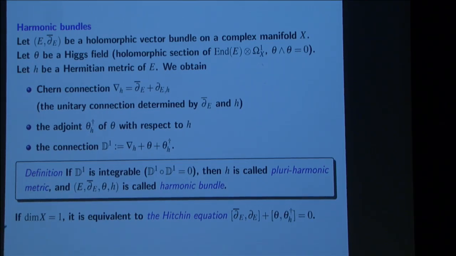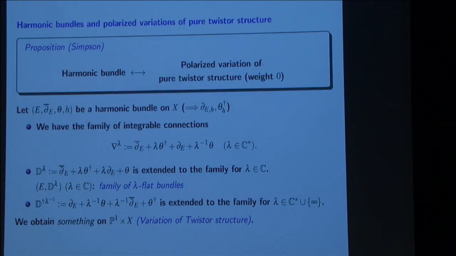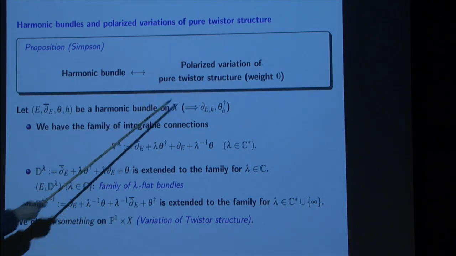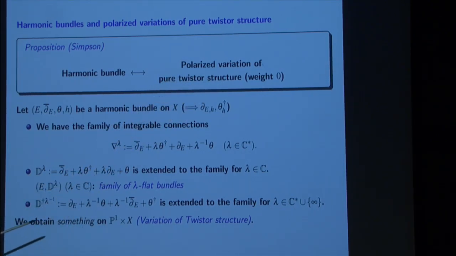Let me mention, if the base space is one-dimensional, this condition is equivalent to the so-called Hitchin equation. And as I mentioned, Simpson established the equivalence of harmonic bundles and polarized variation of pure twistor structure. And as I explained, a twistor structure is a holomorphic vector bundle on P1.